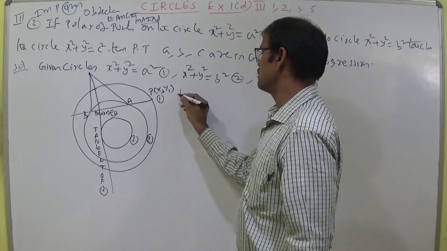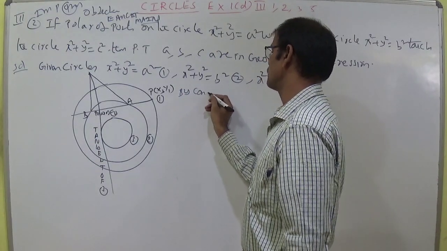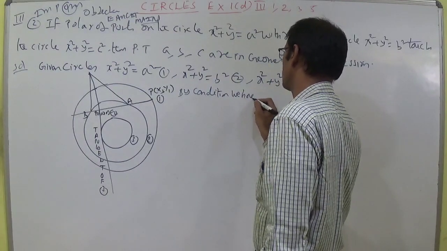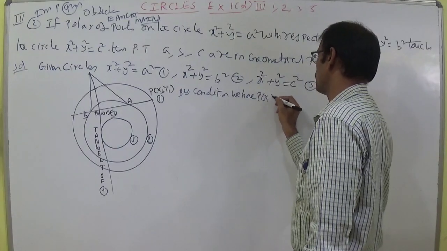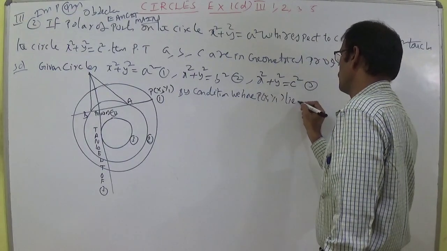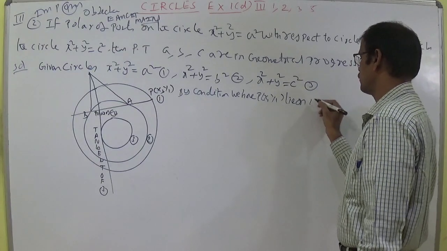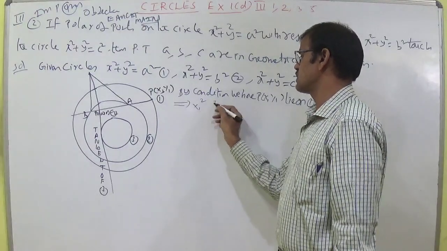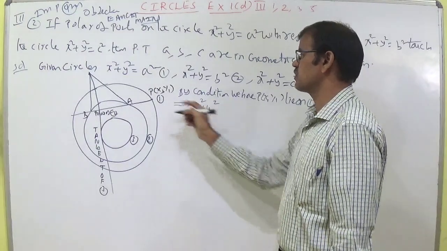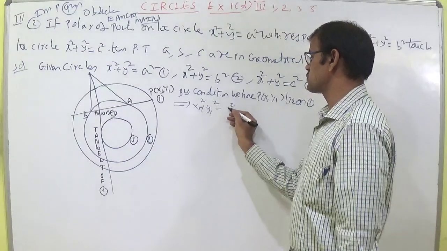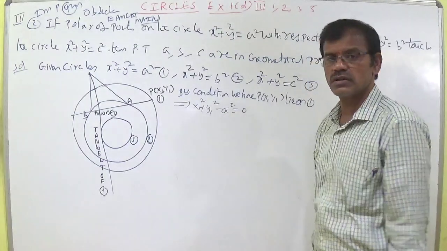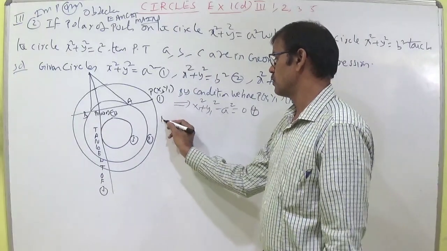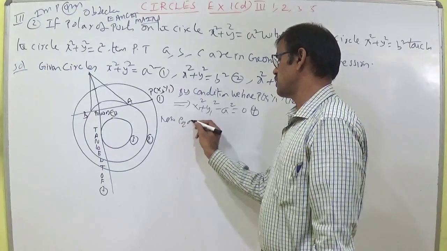Now, by condition I am writing. By condition we have P(x1, y1) lies on 1. Whenever P(x1, y1) lies on 1, then substitute the value instead of x1 and instead of y1. So you write x1 square plus y1 square minus a square equal to 0. Let it be the fourth equation. This will be useful. Now you write the equation of polar.